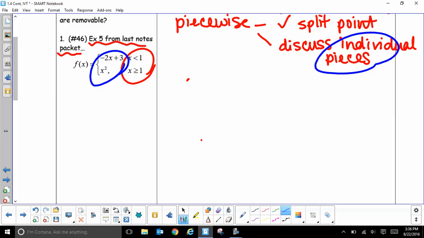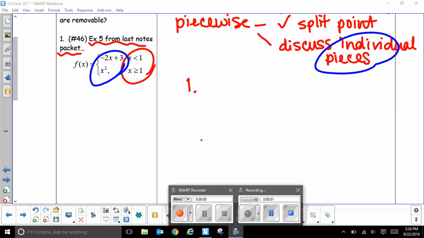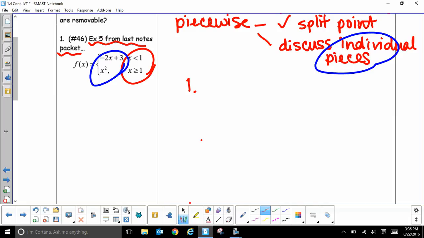So if I want to talk about continuity at the split point, let's first discuss that three-step process we learned in the first 1.4 notes, continuity at x equals 1. So I would first have to check f of 1, and you need to think about, does that involve the top piece or the bottom piece? The bottom piece is where it's equal to. That's where it would be the function value. So that would be 1 squared, which equals 1.